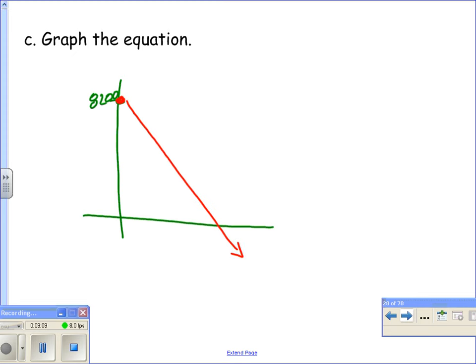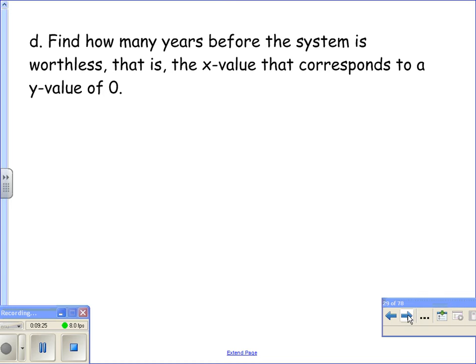And of course, the only part of this graph that's going to make sense is what falls in this first quadrant, because it's never going to have a negative value. So we'd probably want to figure out what this point is right here, and then graph using that information, which is what part D asks us. So let's slip on over to that and find out what we would get here.